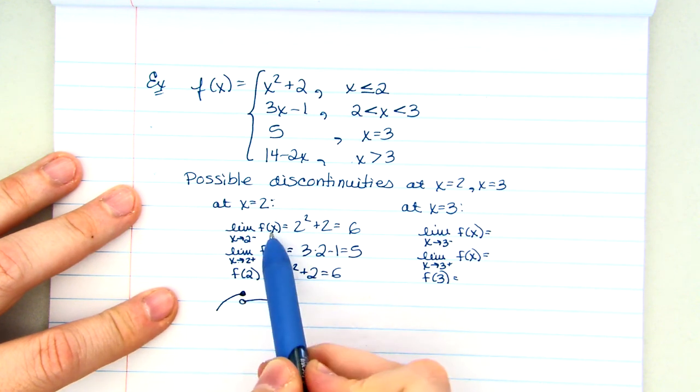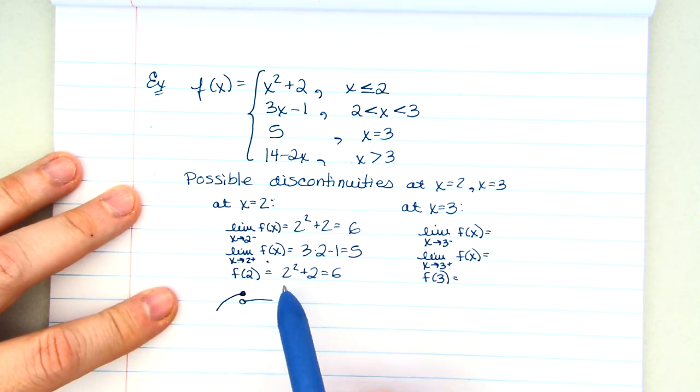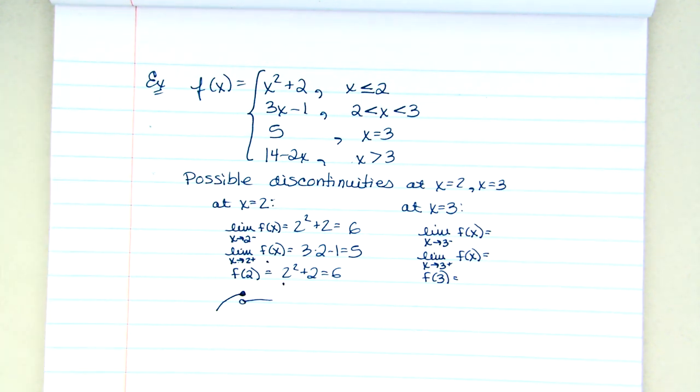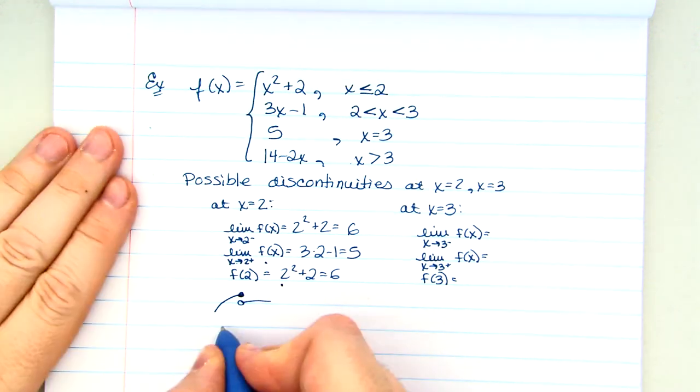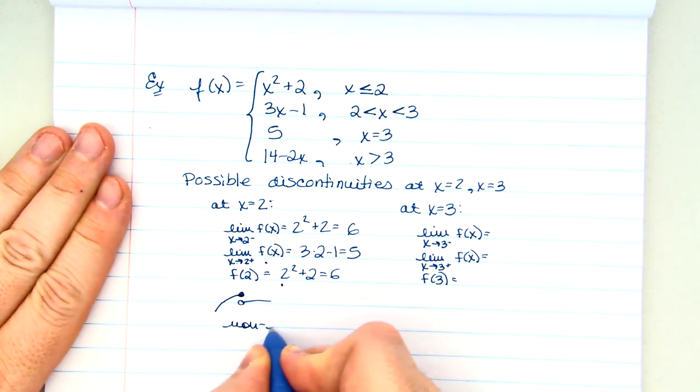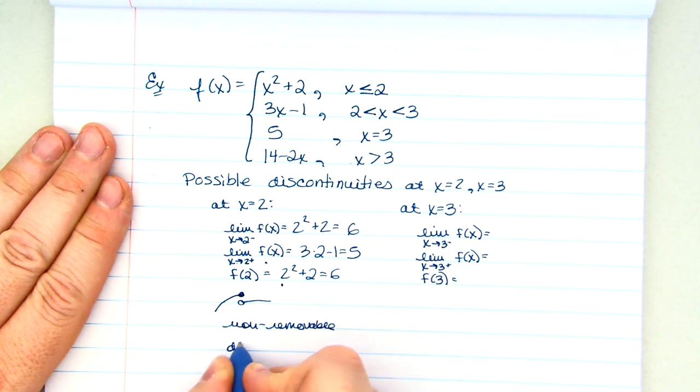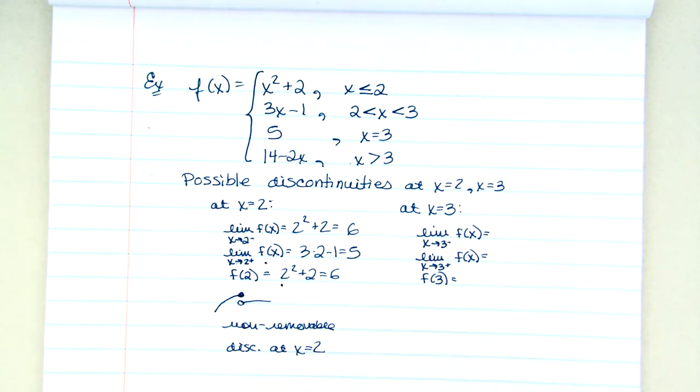I probably should have done the limit as we approach 2 from the left, then f of 2, then from the right. May make a little more sense. But yeah, I'm going to say it's a jump, which means what? Removable or non-removable? Non-removable. I've got a non-removable discontinuity at x equals 2. You okay with that?